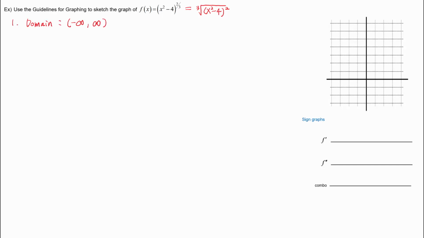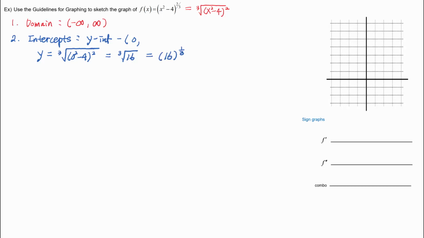Second step was to find all the intercepts. Let's find the y-intercept. The y-intercept can be found by plugging in 0 for x. And when you do, y is equal to the cube root of 0 squared minus 4 to the 2nd power, which is equal to the cube root of 16. The cube root of 16 is the same thing as 16 to the 1/3 power. And when you use a calculator, it's about 2.5. And that's for your graphing purposes to know where the point is, since it's not an exact number.